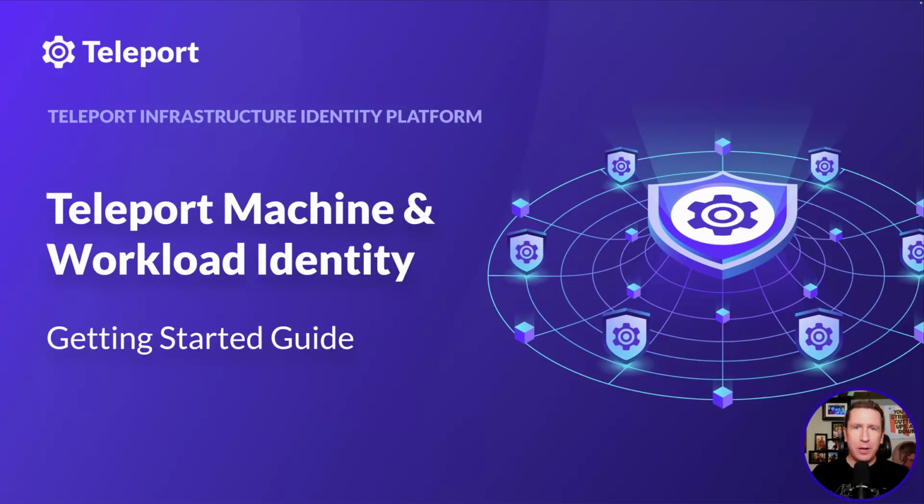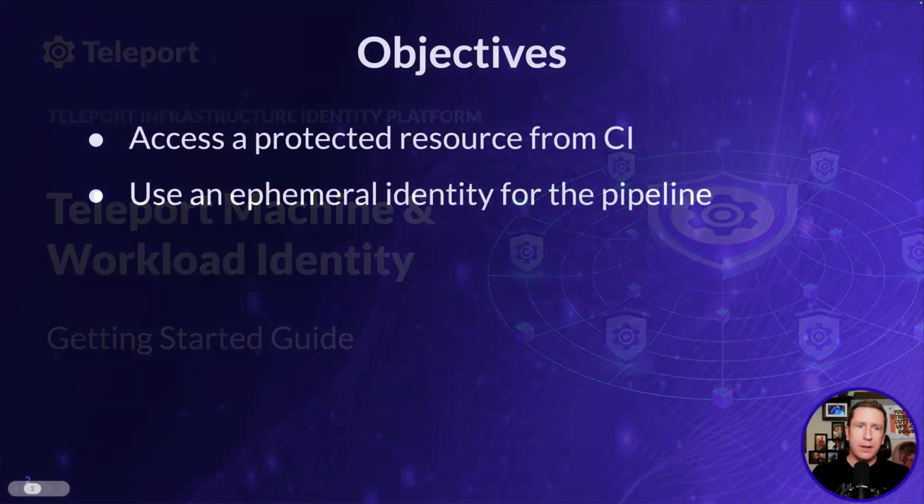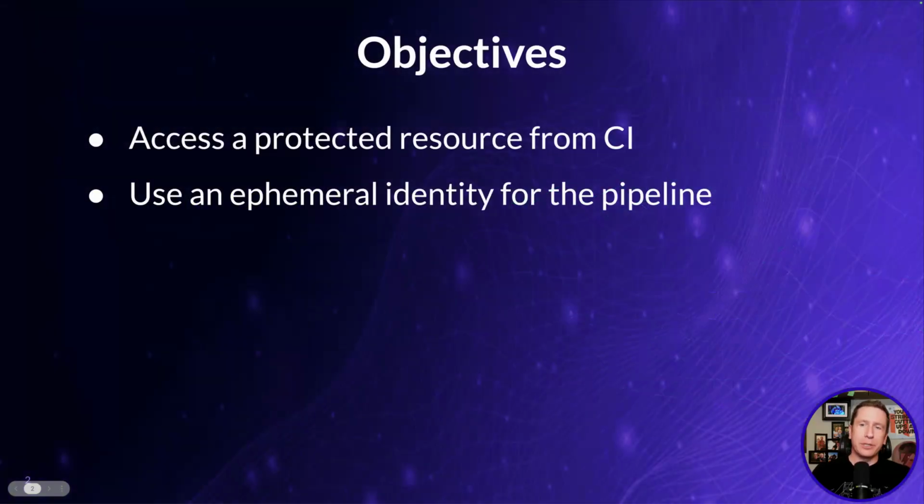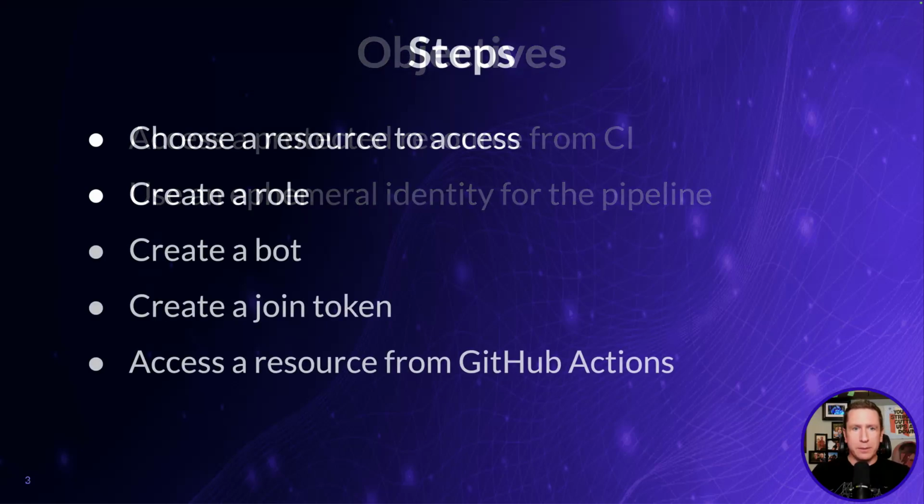Hi. In this video, we're going to go through the Getting Started guide for Teleport Machine and Workload Identity. Our objectives are to access a protected resource from a CI pipeline and to use an ephemeral identity for the pipeline that is created when the pipeline starts and expires when it ends, so that there's no long-lived static secrets to exfiltrate. It is more secure and it's more efficient for teams.